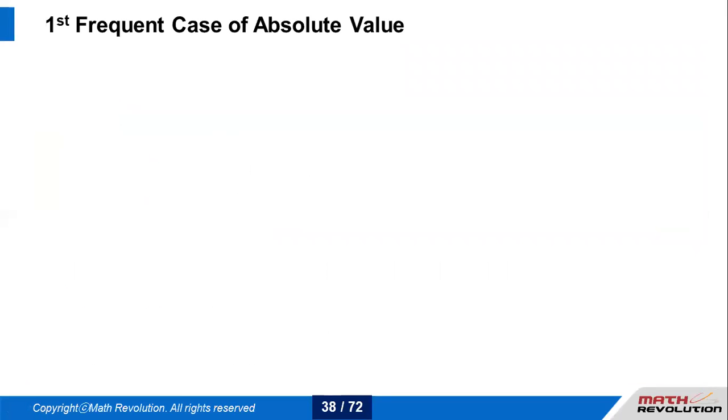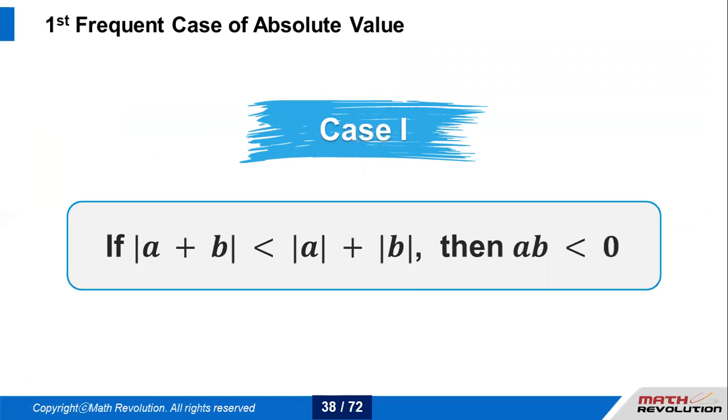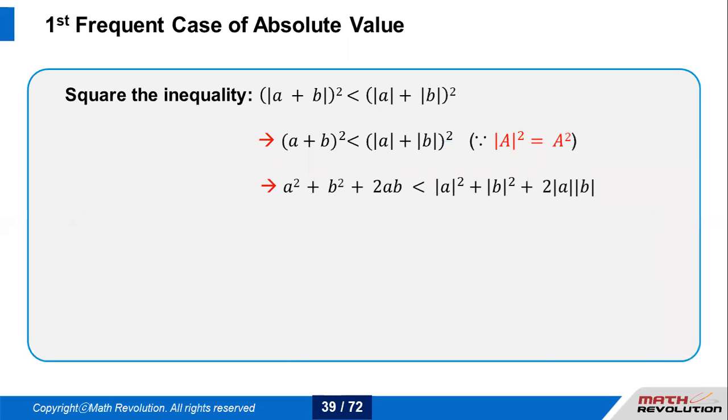Let's talk about the first frequent case of the absolute value. This is something which majorly and frequently appears on the GMAT. If mod of A plus B is less than mod of A plus mod of B, then AB has to be less than 0. Vice versa, if the product of A and B is less than 0, you could say that the mod of their sum is less than the sum of their individual mods.